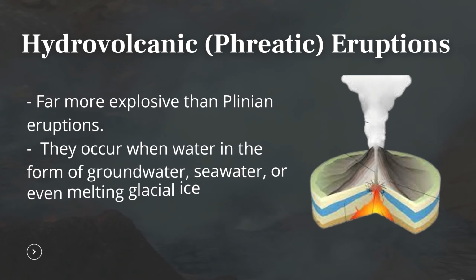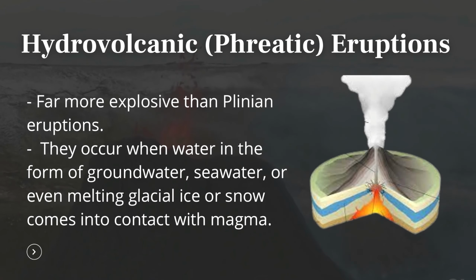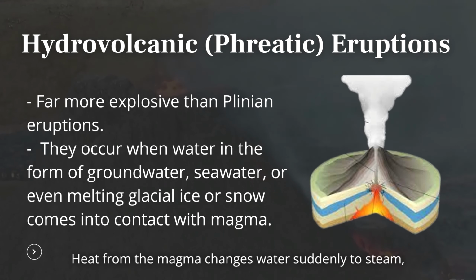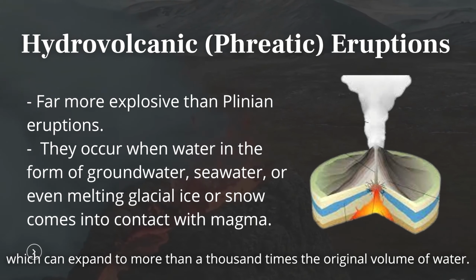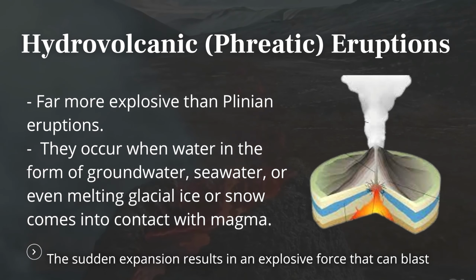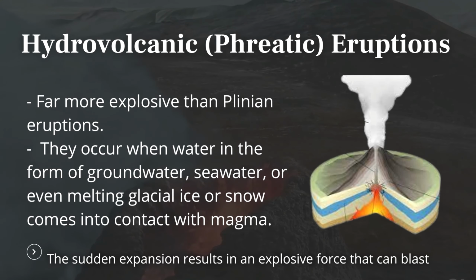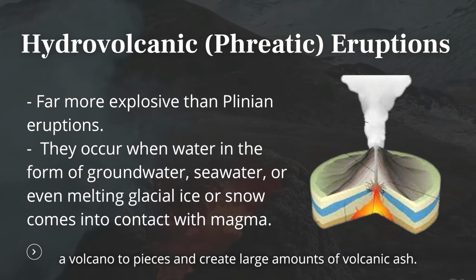Hydrovolcanic eruptions can be far more explosive than Plinian eruptions. They occur when water in the form of groundwater, seawater, or even melting glacial ice or snow comes into contact with magma. Heat from the magma changes water suddenly to steam, which can expand to more than 1,000 times the original volume of water. The sudden expansion results in an explosive force that can blast a volcano to pieces and create large amounts of volcanic ash.